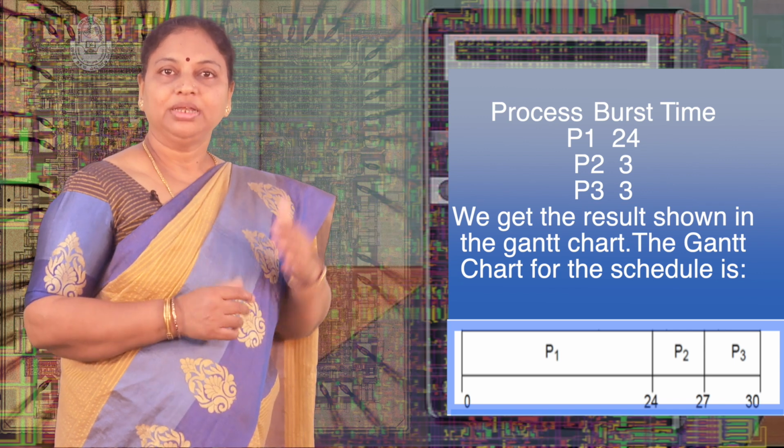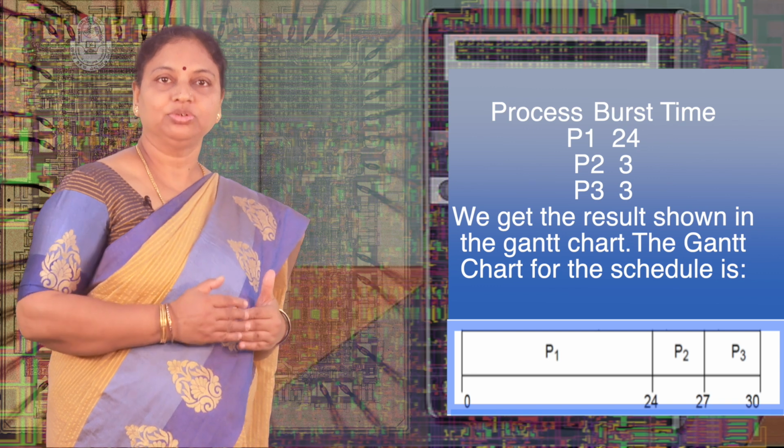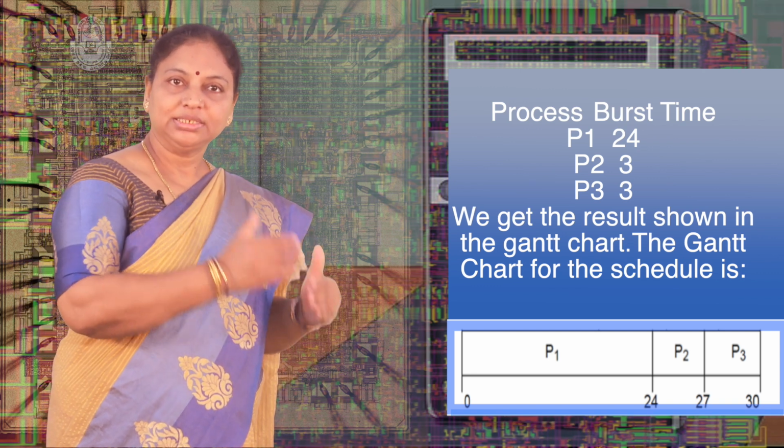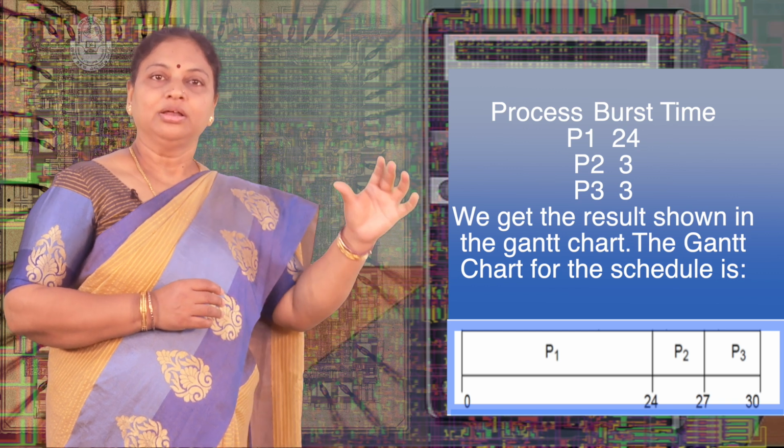So when we compare the first case and the second case, we will come to know that in this first come first serve CPU scheduling algorithm, if we take up the short CPU burst time process first, then the average waiting time automatically reduces.